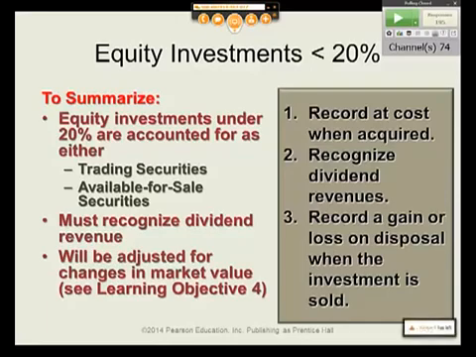Changes in fair value are known as unrealized gains and losses. But any gain or loss on disposal is known as a realized gain or loss.